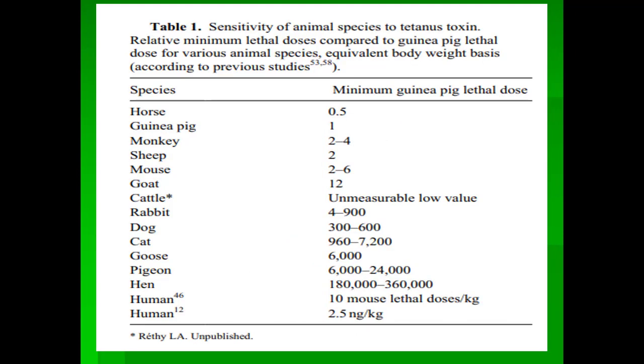On this slide, we see which species are most sensitive compared with the guinea pig, which is the standard species used for comparisons. The most sensitive by far and away are horses, which are even twice more sensitive than guinea pigs. As we can see, dogs and cats are several hundred times more resistant compared with horses, and birds are thousands of times more resistant. So it would be almost impossible to see cases in birds.